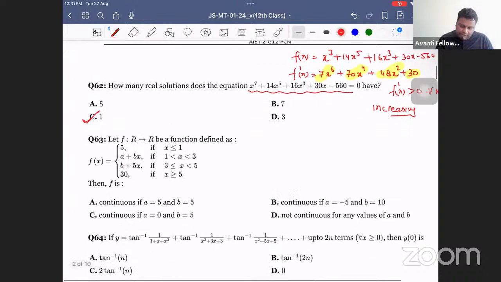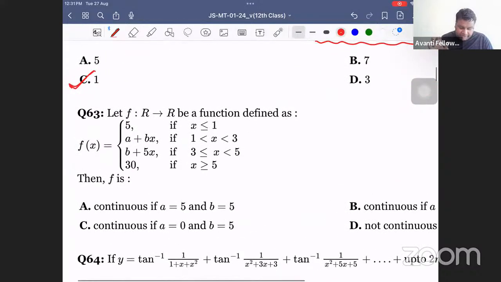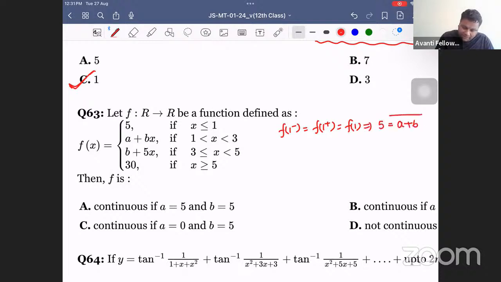All right. Now see this question, that's an easy treat. Let f from R to R be a function defined as f(x) is this. See, for the function to be continuous, they are talking about the continuity, f(1 minus) should be equal to f(1 plus) should be equal to f(1). Now, before 1 the value is 5, after 1 the value is a plus b. So an equation in a and b is a plus b equals 5.